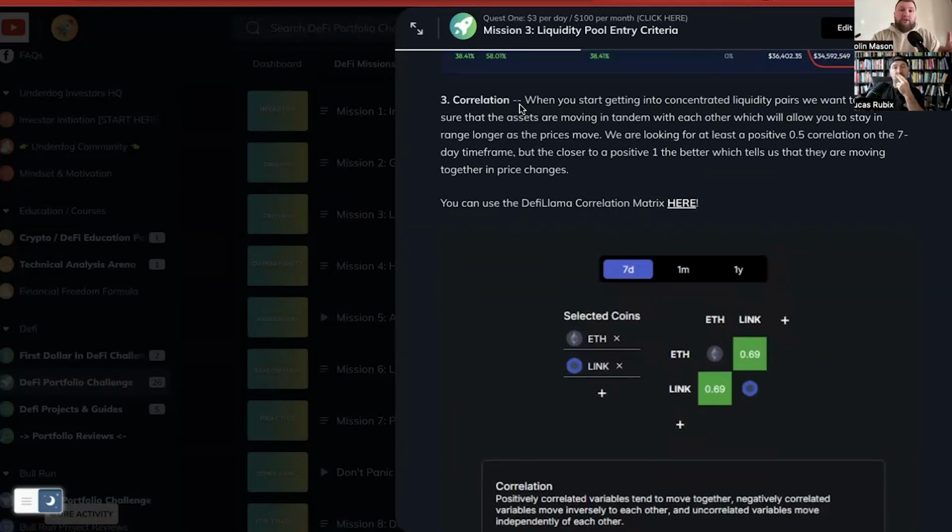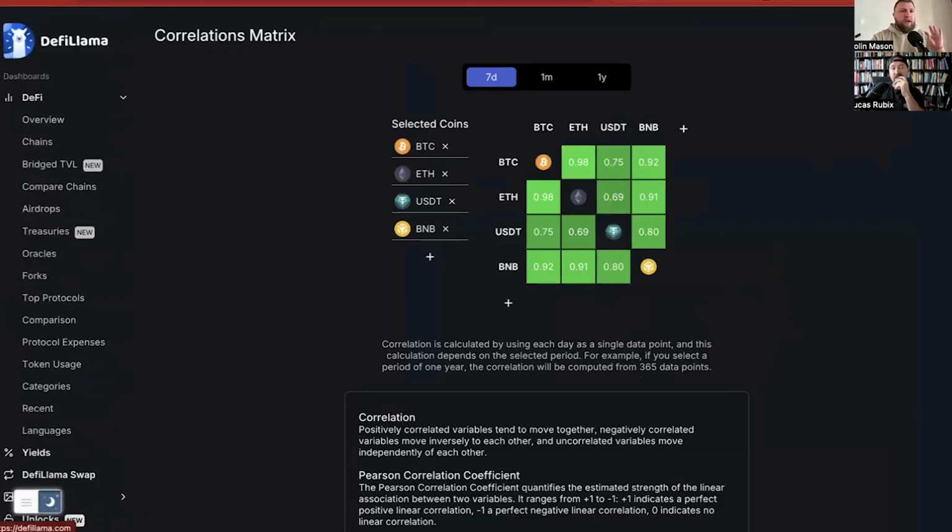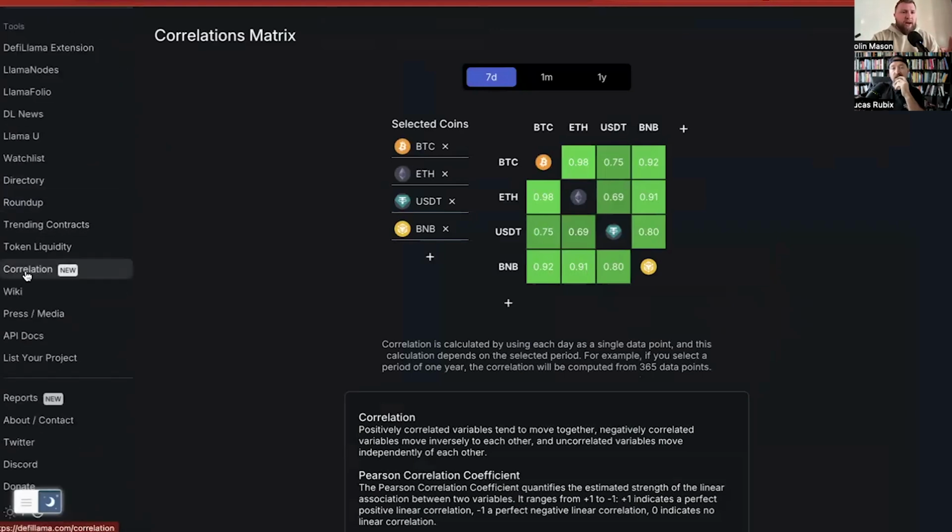And there's an incredible tool, Lucas. It's DeFi Llama, and I'm sure the YouTube community has seen this before, but I'll hop over here. DeFiLlama.com, all the way on the bottom on the left, you'll see correlation, and up will pop a correlation matrix. What we're looking for is to type in the assets and analyze whether these two assets are moving together in price action. Are they correlated with each other?